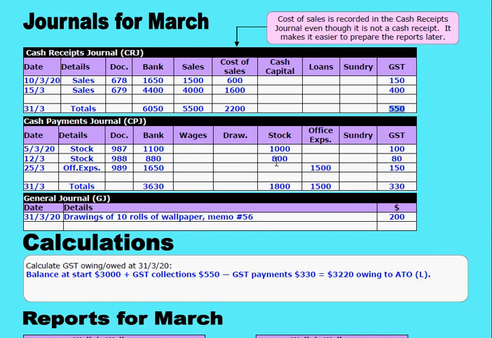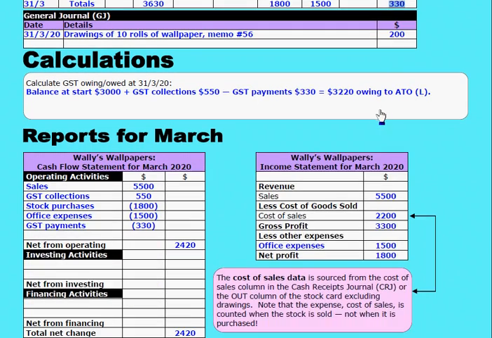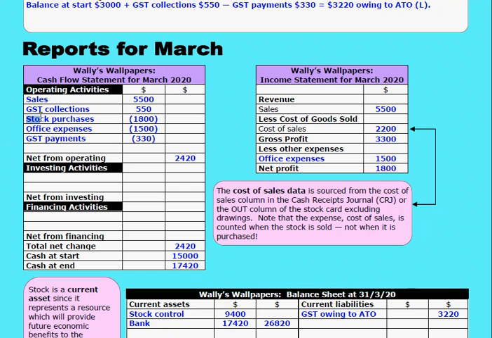Now we do the cash payments, which are stock purchases, office expenses, and the GST on those payments. So we go back to the cash flow statement and we write stock purchases, $1,800 in brackets because it's a negative, office expenses, $1,500 negative, and the GST payments, $330 negative. So the net from operating activities, $2,420. There's no other cash flows at all in this particular business. So the total cash flows is $2,420 as well.